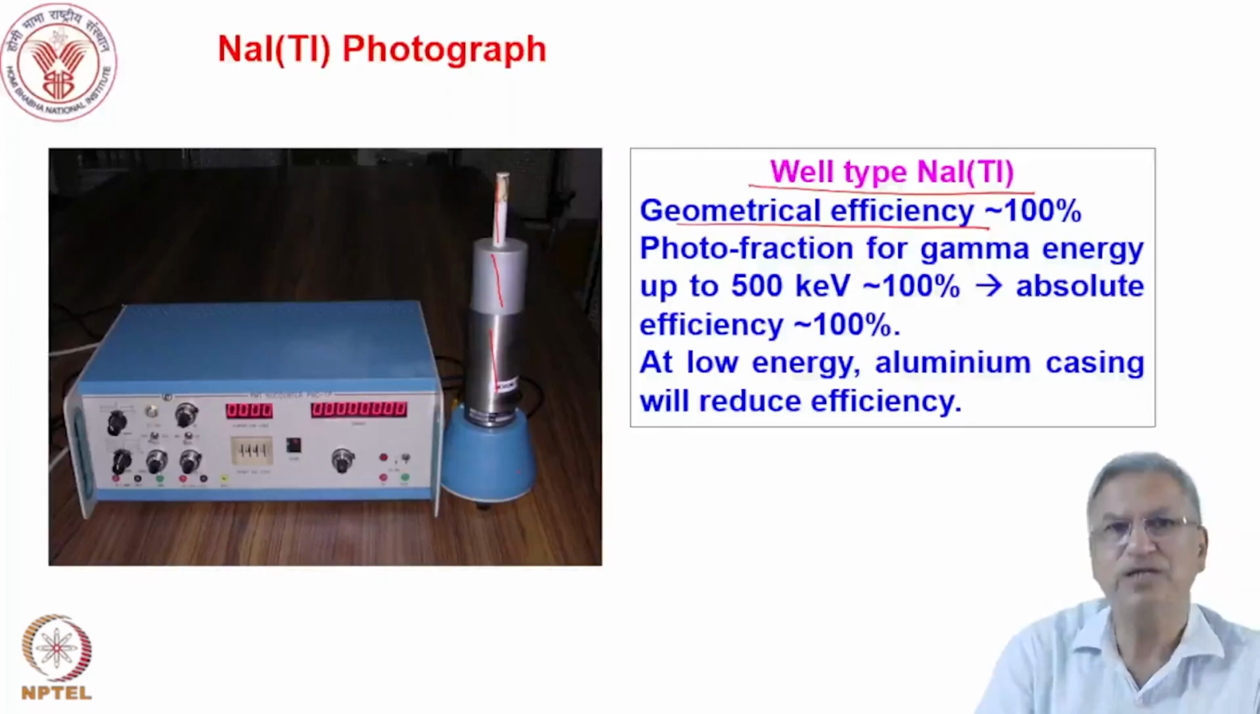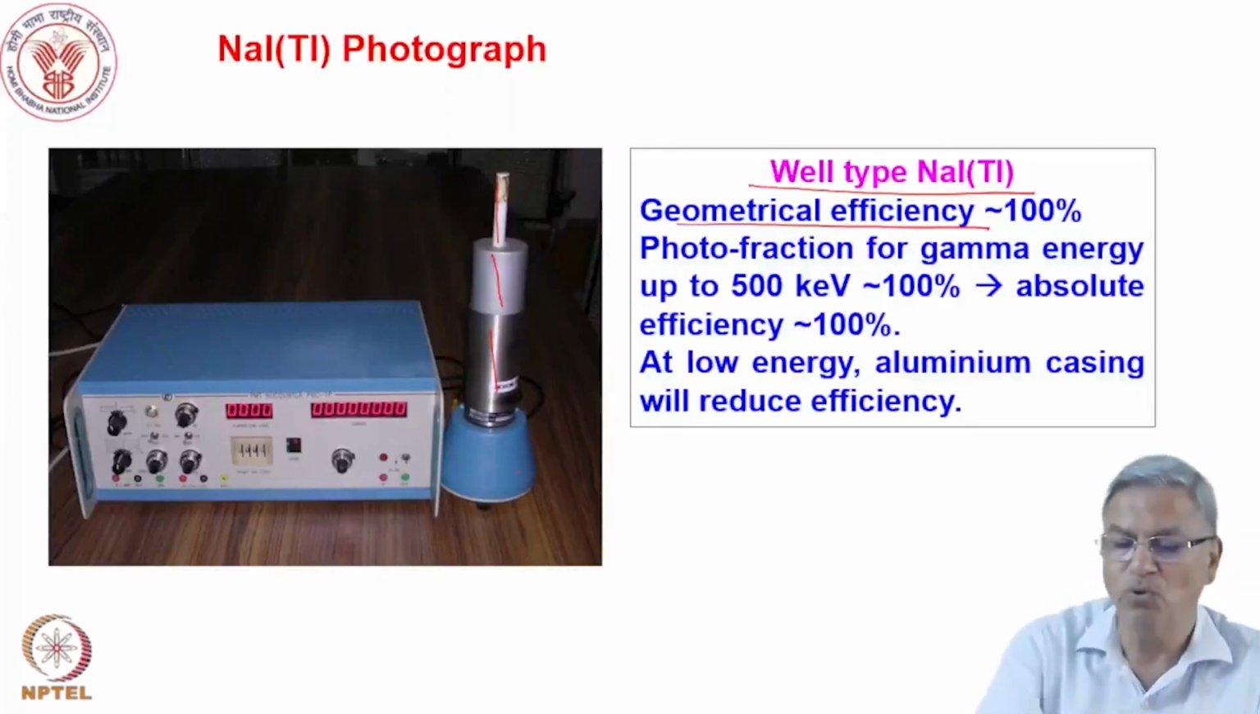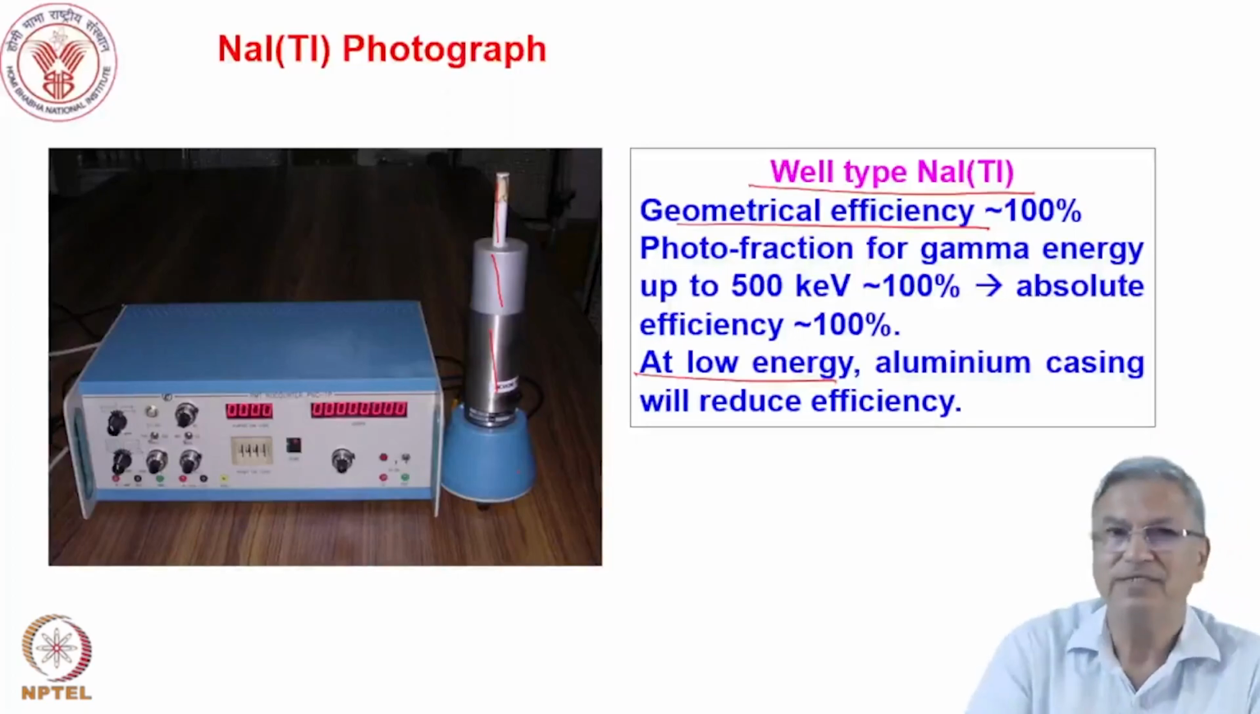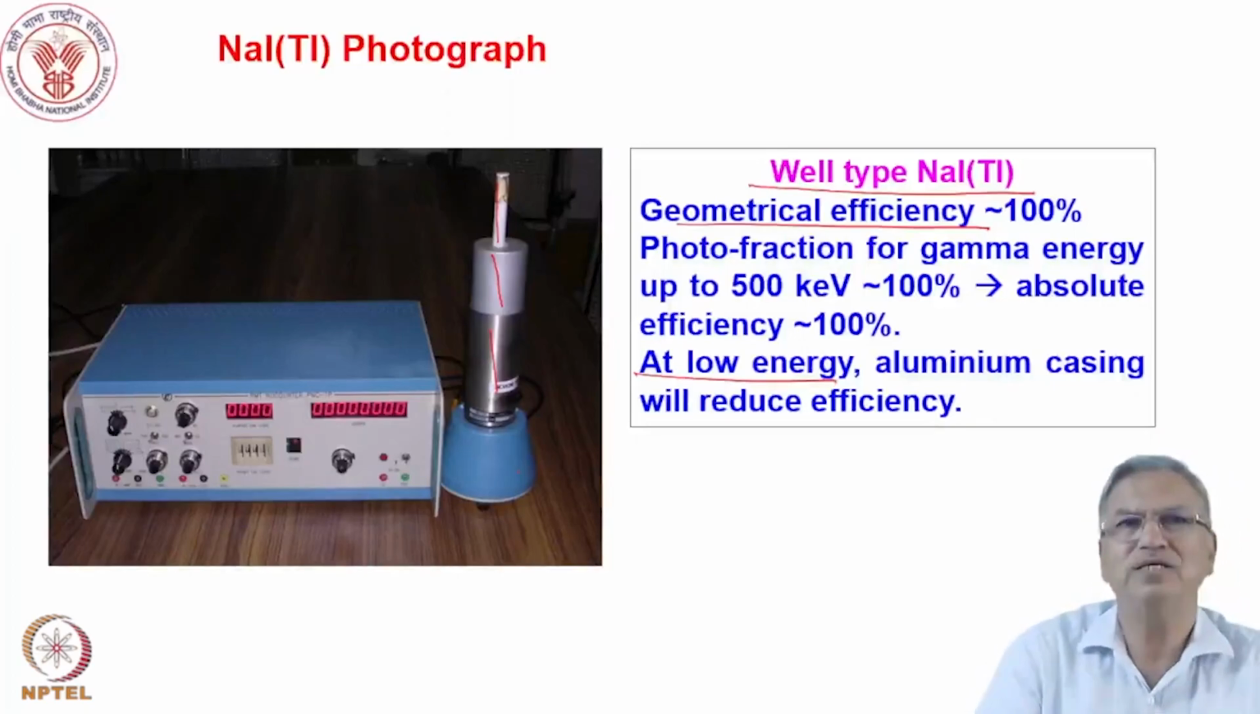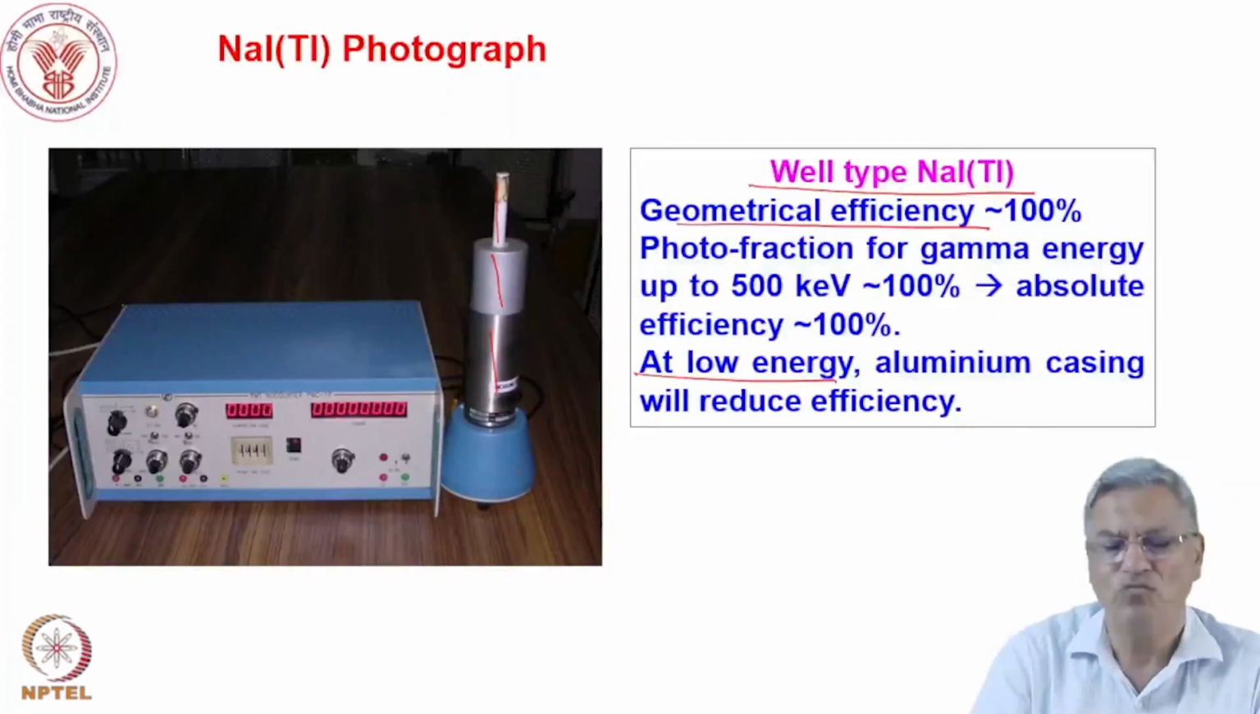And the lower energies, let us say 50 keV and below, at that energy, because of the aluminum casing, that aluminum will reduce the gamma ray intensity for the low energy gamma rays, and so efficiency will become low for low energy.